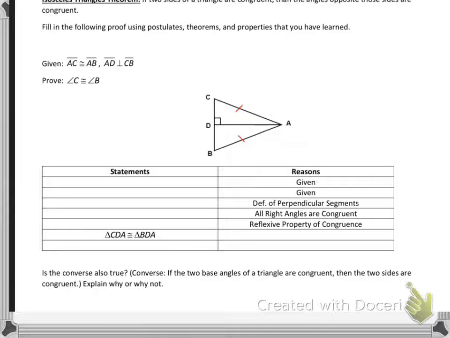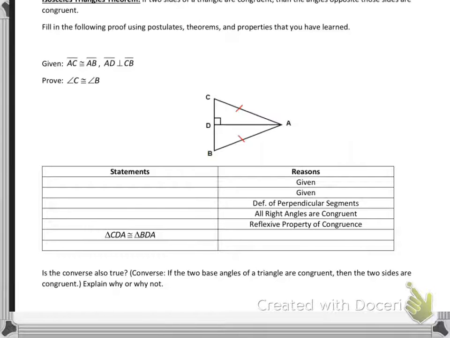We'll start with something called the isosceles triangle theorem, which basically says if you take an isosceles triangle, like the one shown here, and you bisect it, cut it in half with a line perpendicular to the base, then the angles, in this case angles B and C, are congruent. Alright, so let's see if we can figure that out.